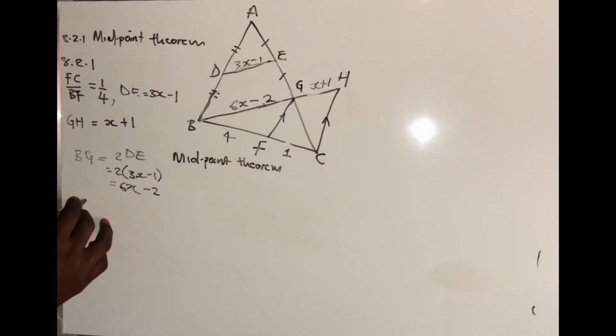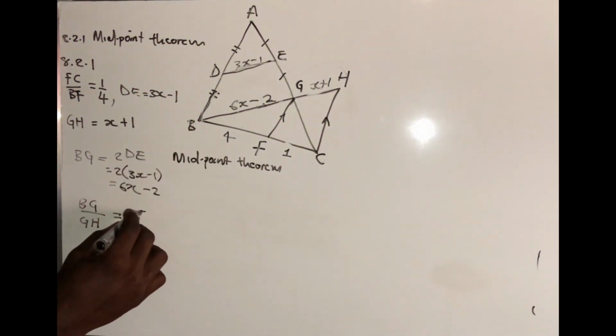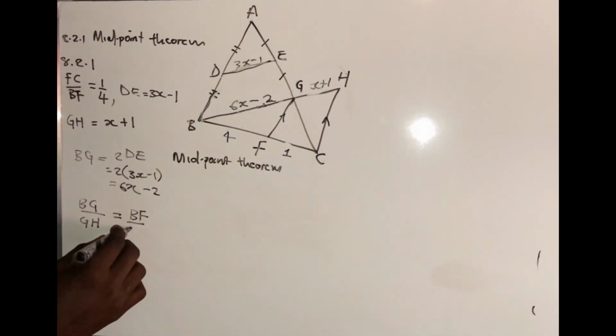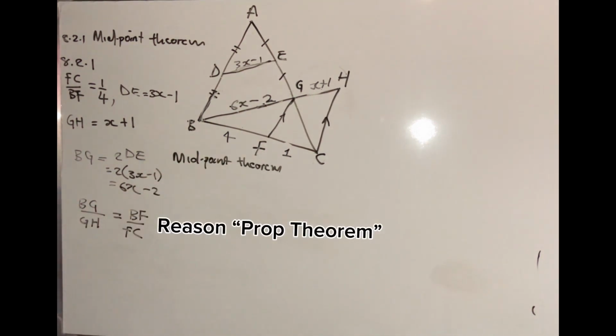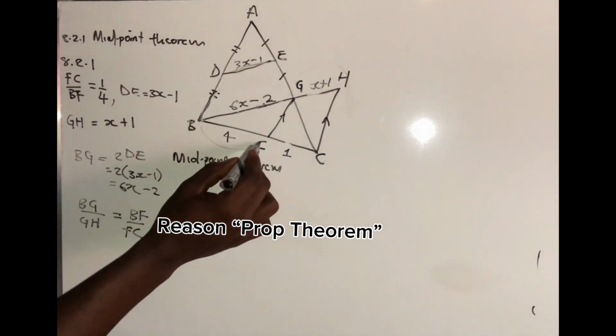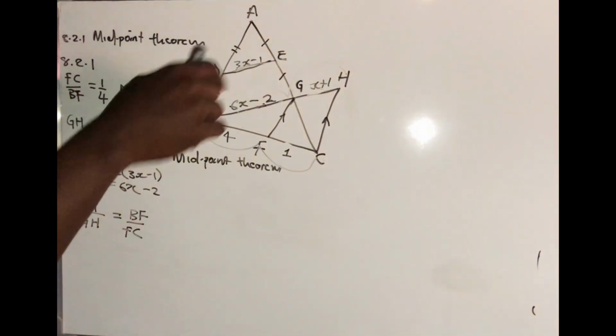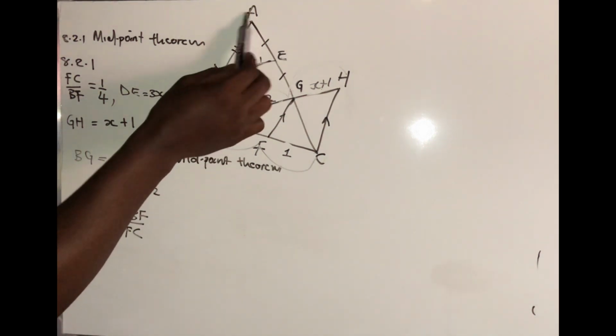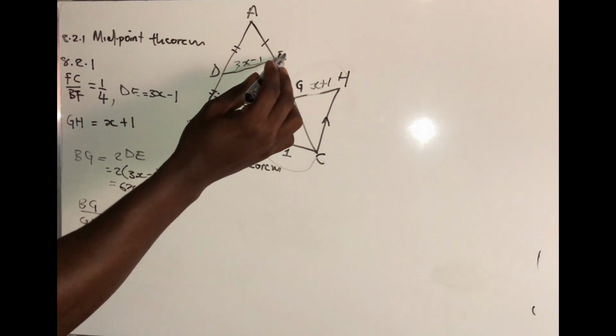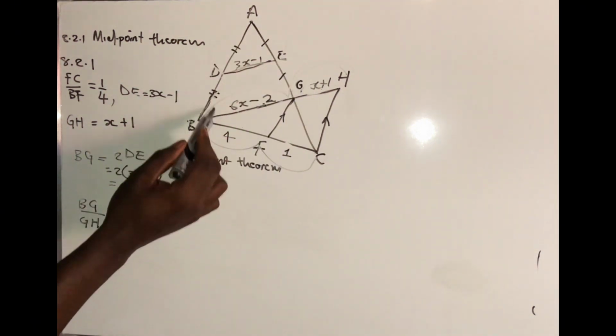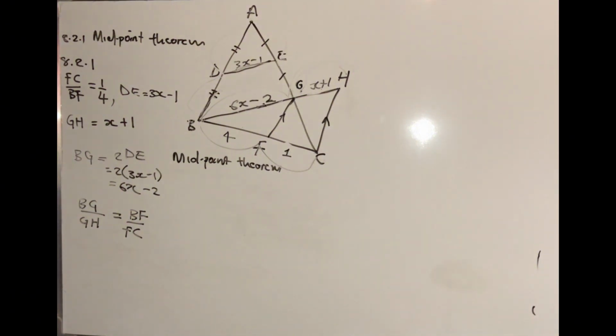Now BG over GH should be equal to BF over FC. So the proportionality theorem states that this side over this side is equal to this side over this side on the other side. And also if we look at this triangle ABG, this side over this side is equal to this side over this side. And now let's do the maths from here.